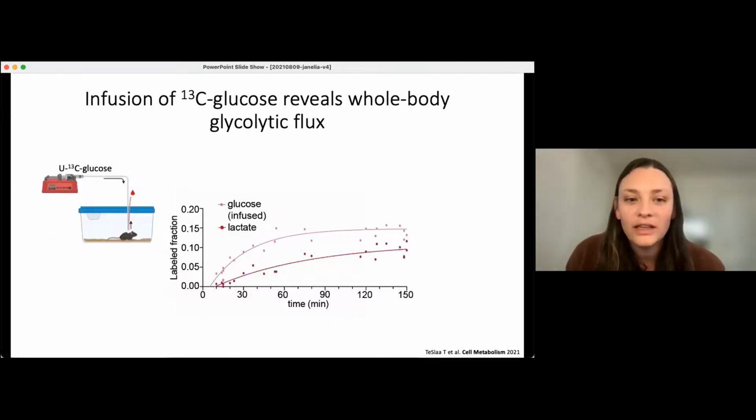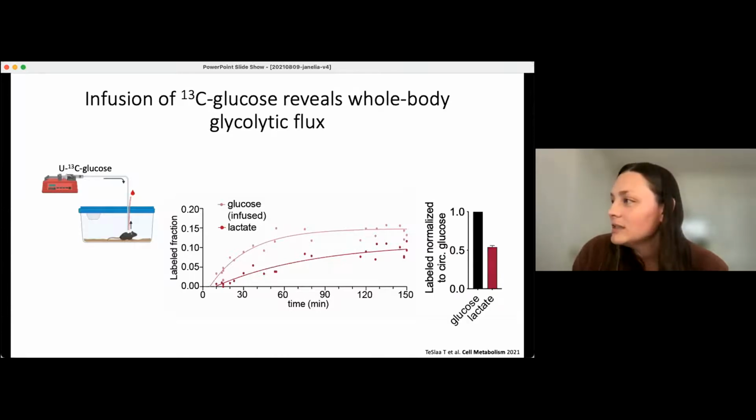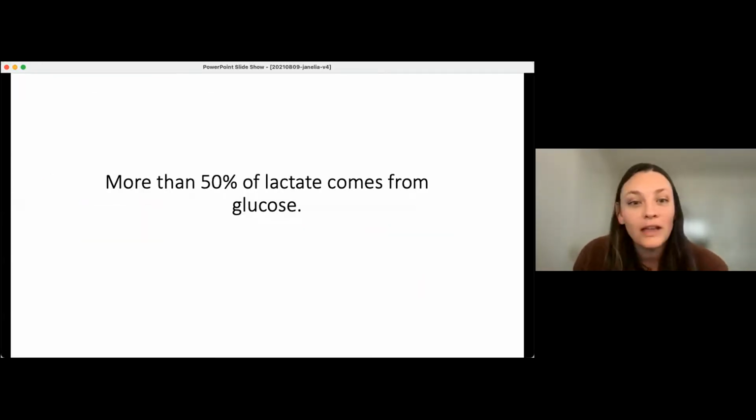So to start to look at this, I infused carbon-13 labeled glucose into jugular vein catheterized mice, just as Zolt described previously. And what we can see in these mice is the appearance of our labeled metabolite, which is glucose, over time. And as we infuse this labeled glucose, we can quickly see labeled lactate, the product of glycolysis, appearing in circulation. And by the end of this infusion, we can see over 50% of circulating lactate being labeled by glucose. So we can conclude from this experiment that more than 50% of lactate comes from circulating glucose.